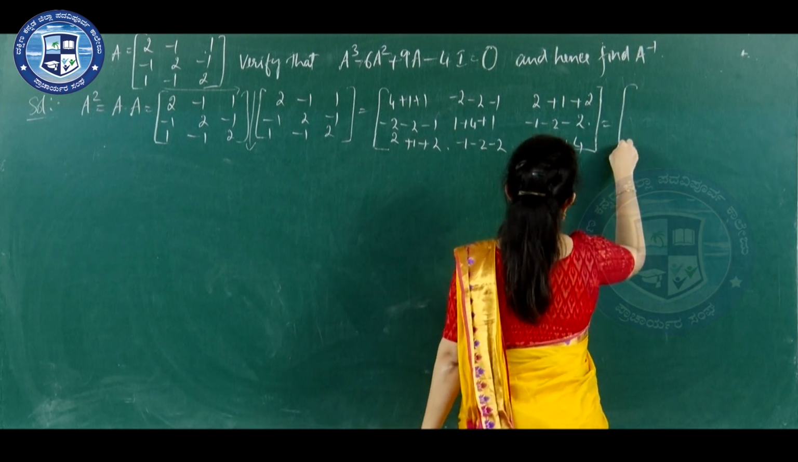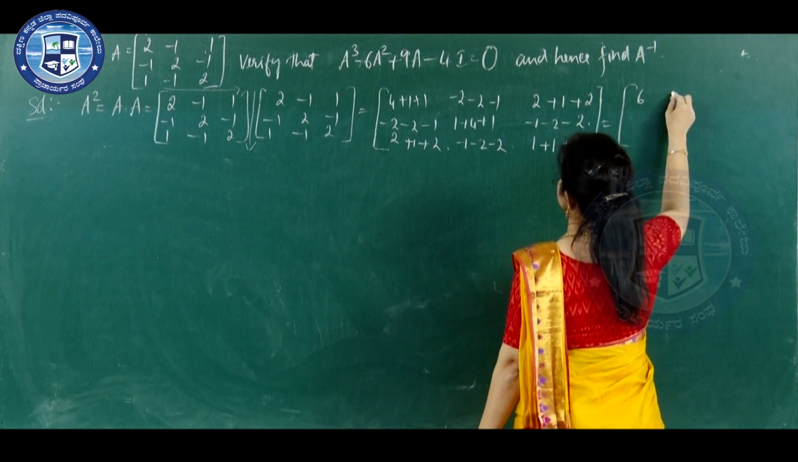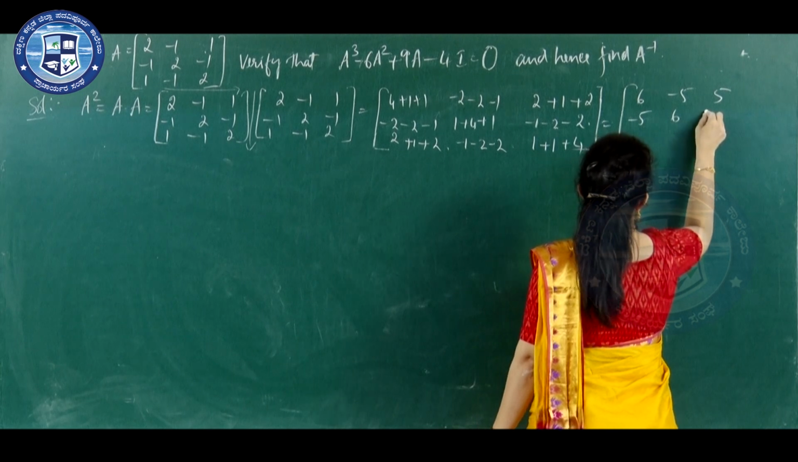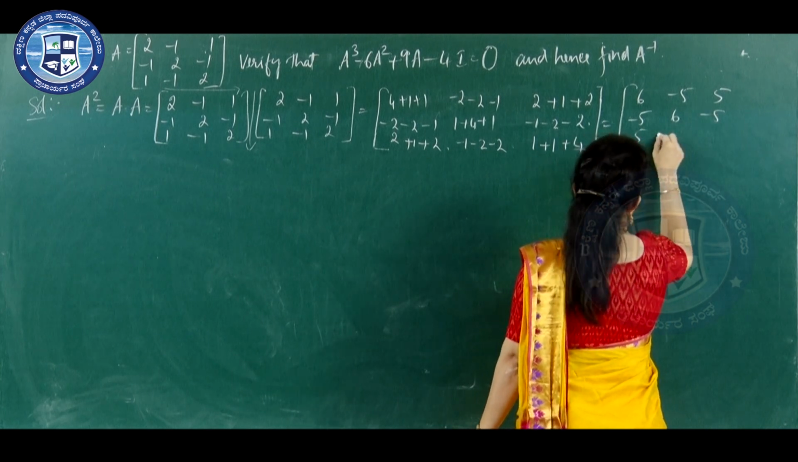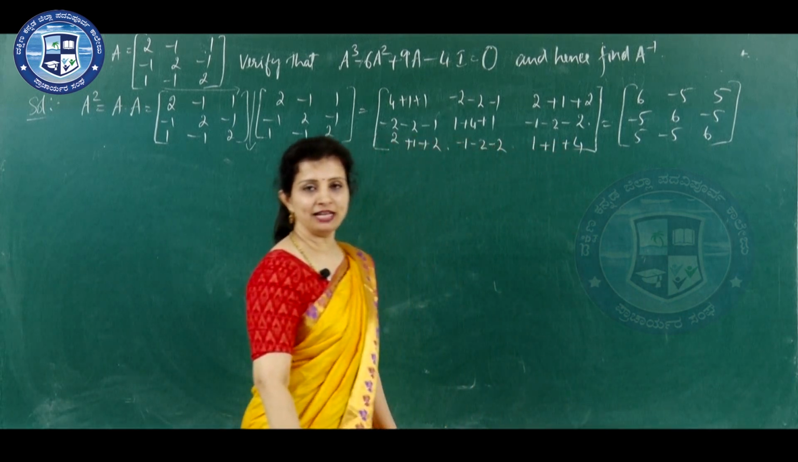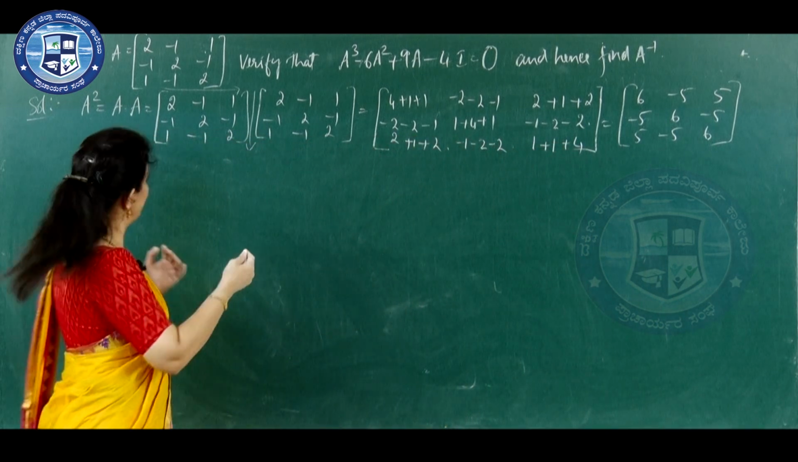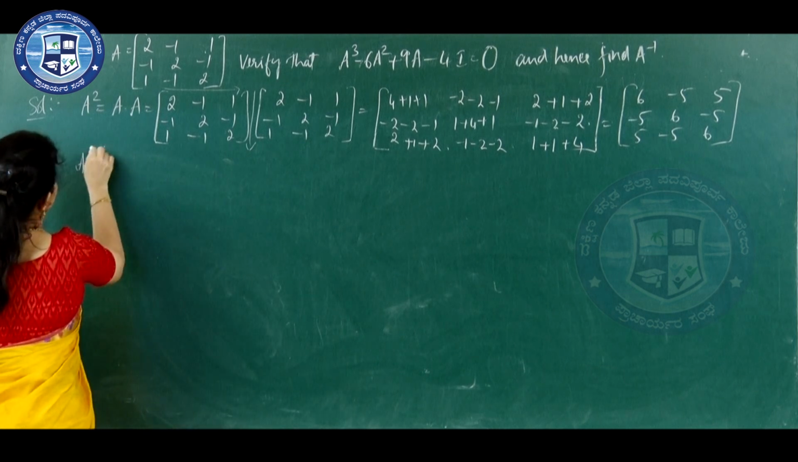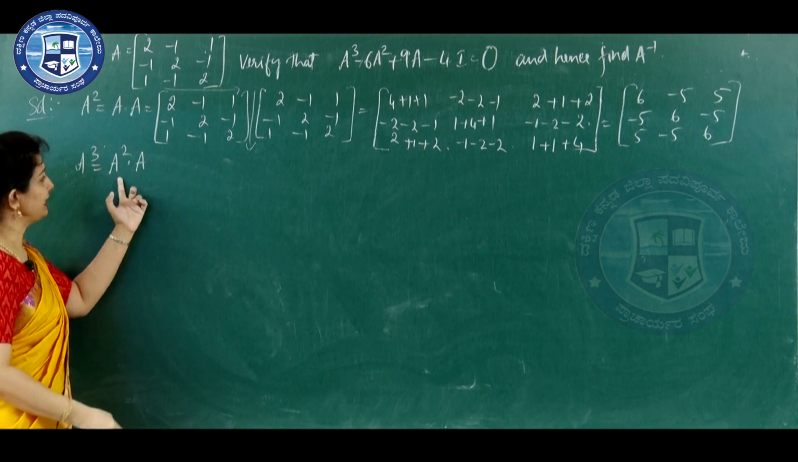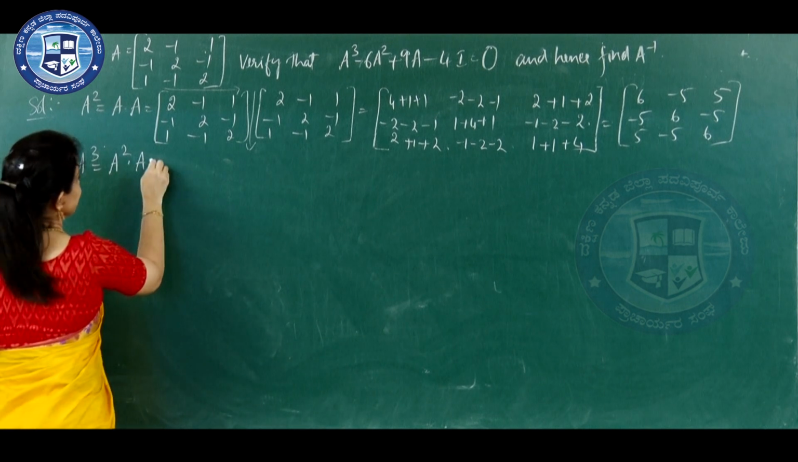So, what is A square? Here we have [6 -5 5; -5 6 -5; 5 -5 6]. It is A square. Now, similarly find out A cube. How will you find A cube? A cube is equal to A square into A. Can even write A into A square? Both the ways we get the same answer.